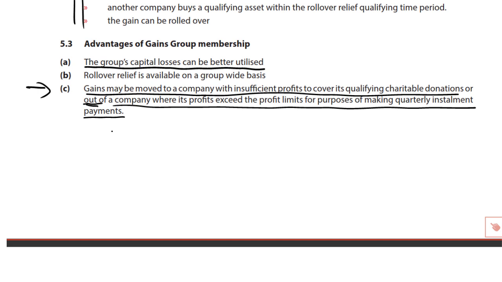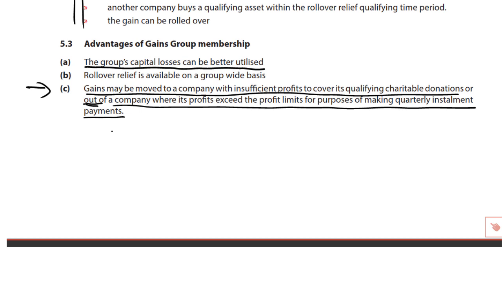We saw how with group relief we would move losses into a company whose profits were at the moment just above the profit limit, therefore potentially leaving it exposed under the quarterly instalment payment system, something we would not wish to happen. So what did we do? We brought losses in from a company and brought the profits of the company down below the profit limit to avoid any possibility of having to make quarterly instalment payments.